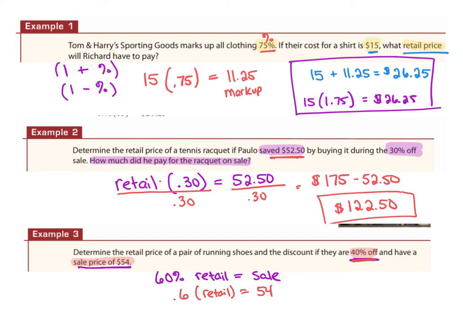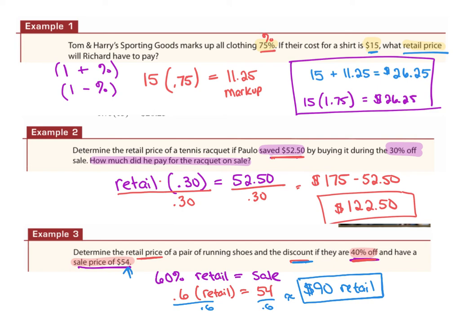And they're asking for what? They've said determine the retail price and the discount. So the first thing I want to find is the retail price. How do I solve for this? Division. Yeah, divide by the 0.6. So 54 divided by 0.6 is going to be $90. I just solved for my retail. So I answered part of the question already. Retail. Then they want the discount amount. Well, how much did I pay for it?